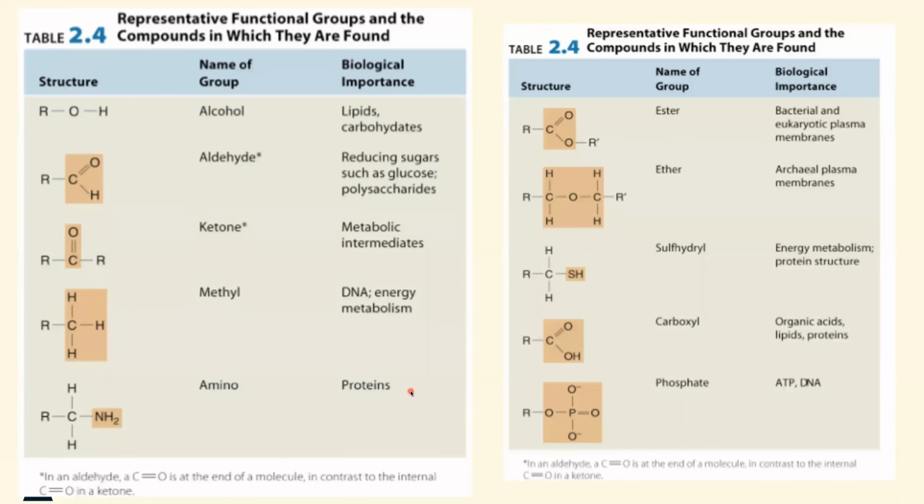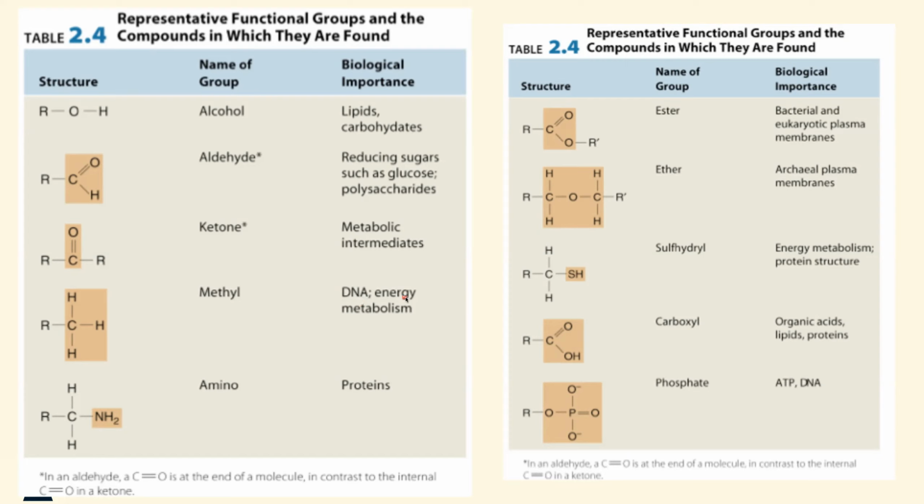So this table has a whole bunch of the major functional groups and where you find them in biological systems. I already mentioned alcohols. They're found in lipids and carbohydrates. This is an aldehyde. You see these in reducing sugars such as glucose and other polysaccharides. Ketones are really important parts of metabolic intermediates. Methyl groups are really important in DNA. We think that actually cells will methylate their DNA in order to shut down genes.